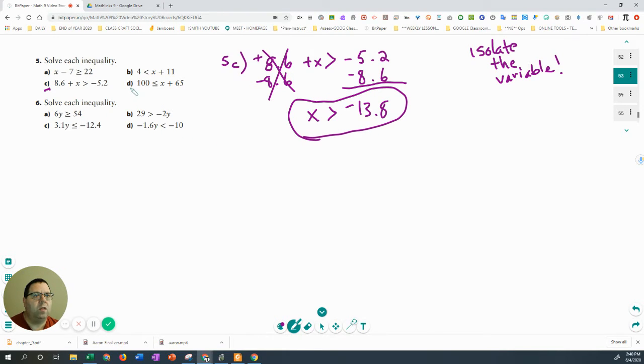Let me do another one. Yeah, let's do D, okay? So here's 5D. Okay, 100 is less than x plus 65, okay?